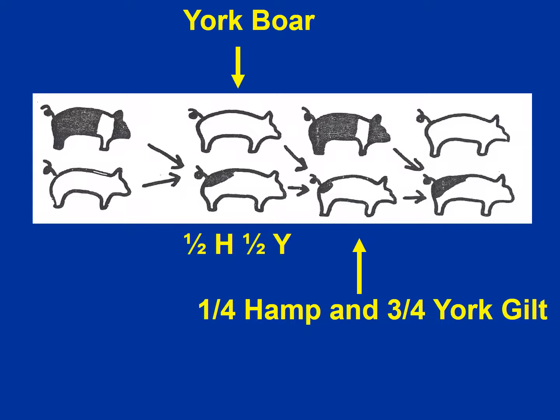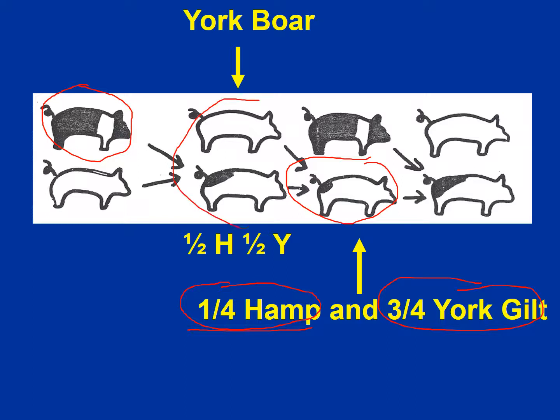So we make that mating, and here's our offspring. Offspring's going to be 1/4 Hamp, because we kind of deleted out the Hamp when we bred this gilt that was 1/2 Hamp back to a purebred York boar. So now we're only 1/4 Hamp. We're 3/4 Yorkshire in this gilt. And we're not going to have all the available heterosis since our 2 parents are somewhat related here.